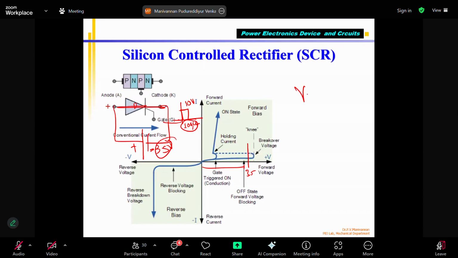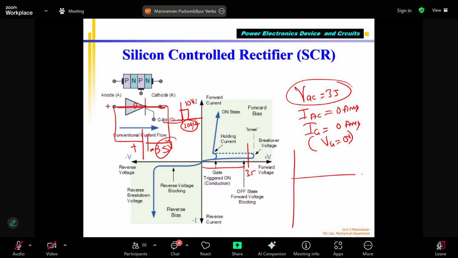VAC equal to 35 volts. IAC, anode to cathode, was 0 amps as long as IG equal to 0, that means VG equal to 0. I have not supplied any gate voltage. I just supplied the anode cathode voltage, so the SCR will not conduct. This is the timing diagram. This is VAC, which I have given as 35 volts. This is 0 volts, this is plus 35 volts. Now this is my VG, the gate voltage.